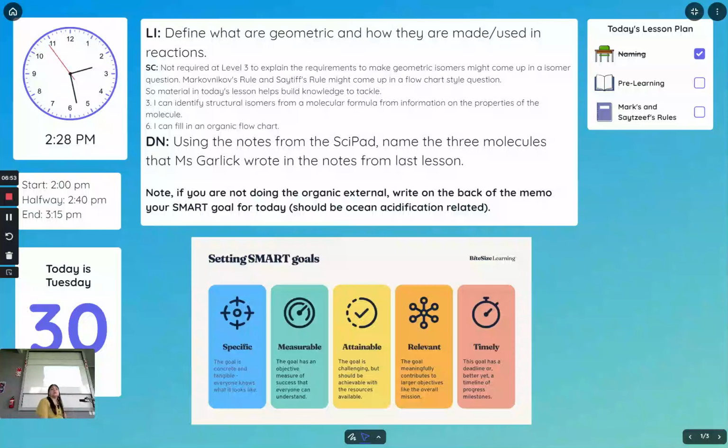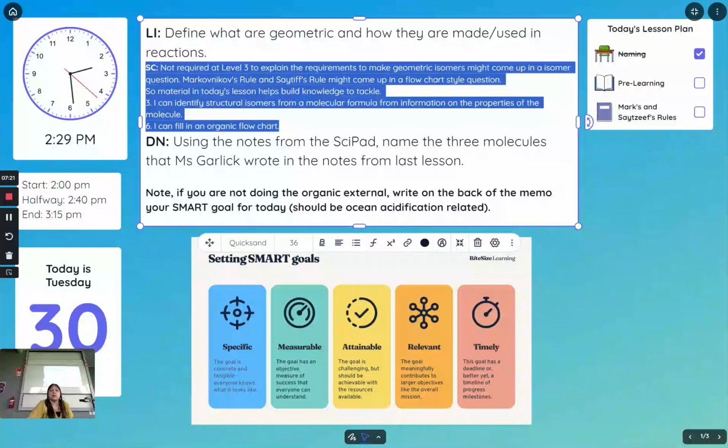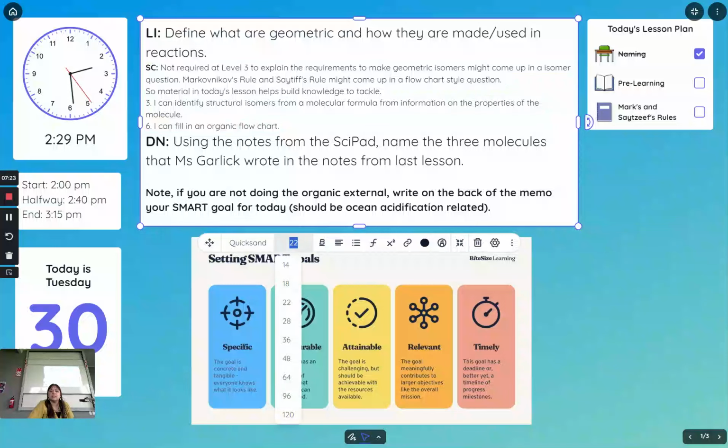Some things to keep in mind on what we're looking at today. I want us to focus some more on geometric isomers. I decided to separate the geometric and the optical isomers as questions, because I think it flows better that way. First thing is defining what they are, which we've already covered. The next thing I want us to think about is how they are made or used in chemical reactions. I made this really tiny, so let me make it bigger temporarily so we can read it.